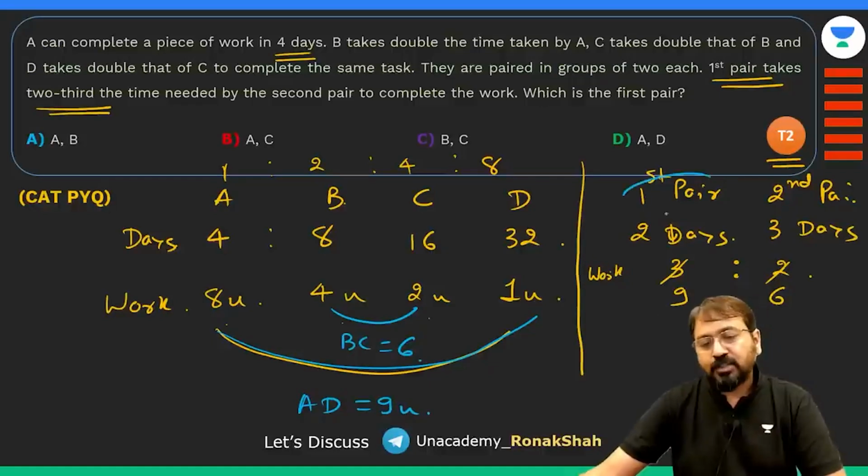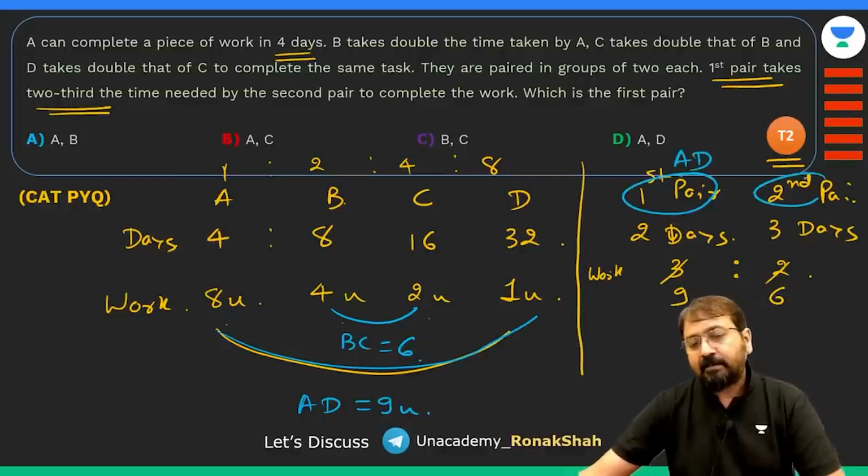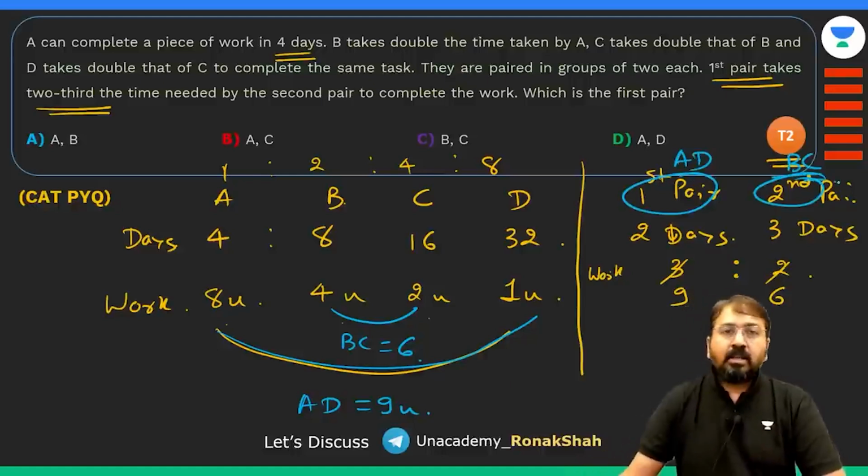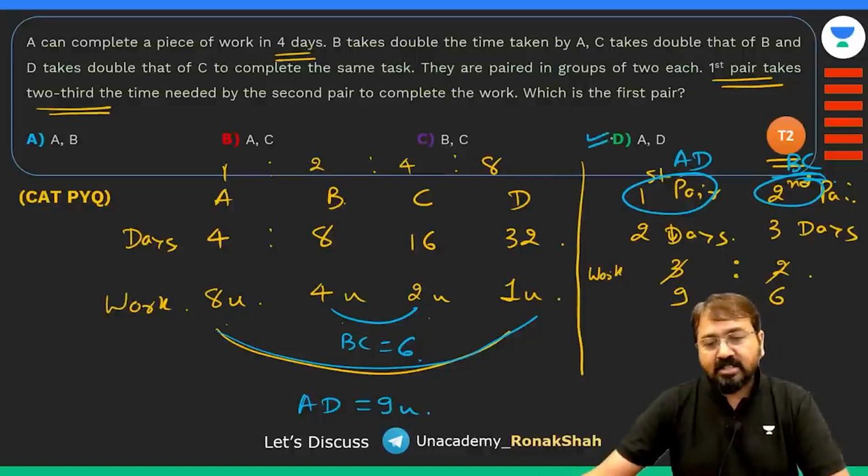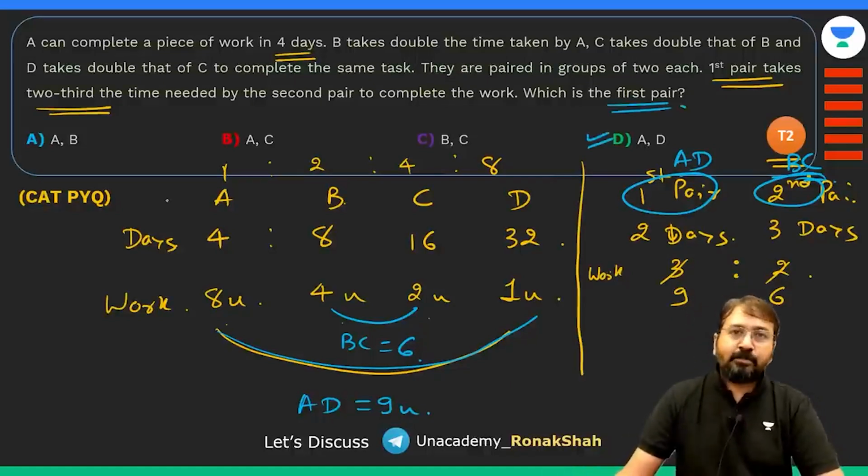So of course the first pair has to be AD and the second pair has to be BC. Isn't that very simple to make out? So yes, answer: we are asked to find out the first pair, it has to be AD.